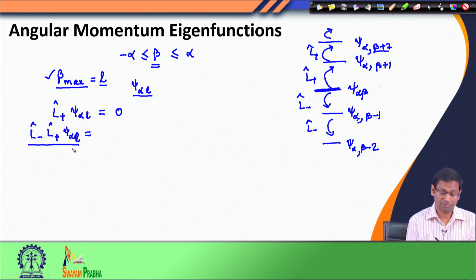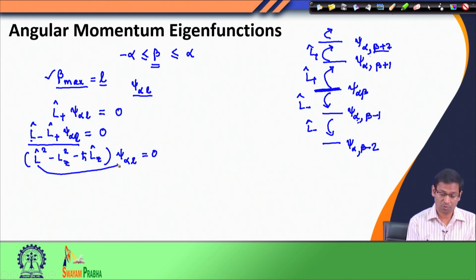To evaluate this term, the right hand side is again going to be 0. Now, I look at L minus and L plus, I can rewrite this as L square minus L z square minus h bar L z. You can easily show this by using the expressions for L minus and L plus, you would be able to come to this point. So, I have this acting on psi alpha L equals 0.